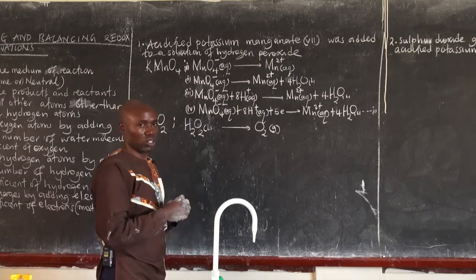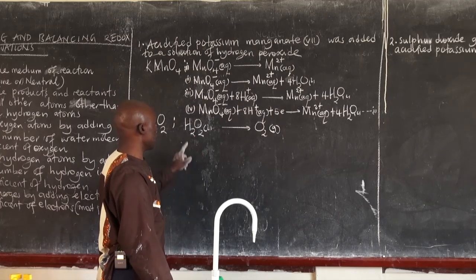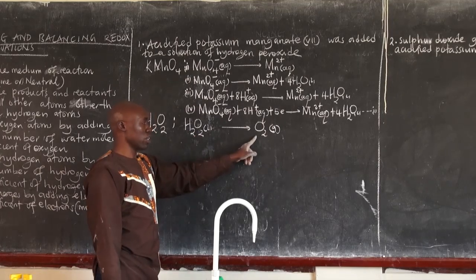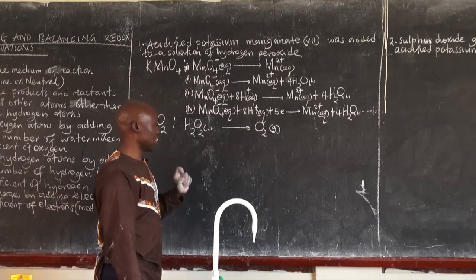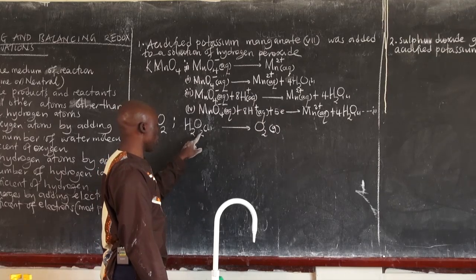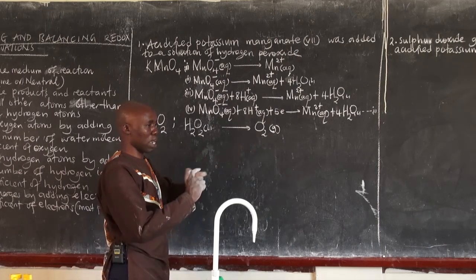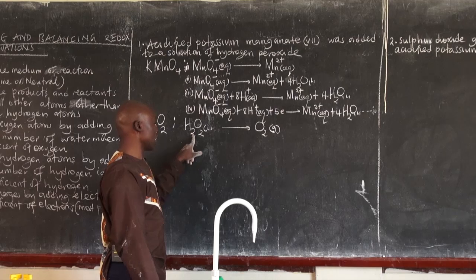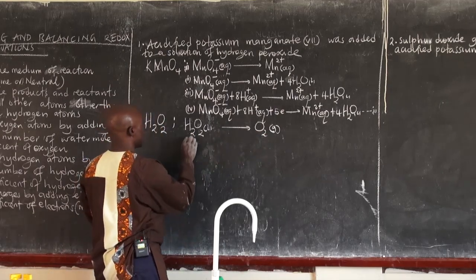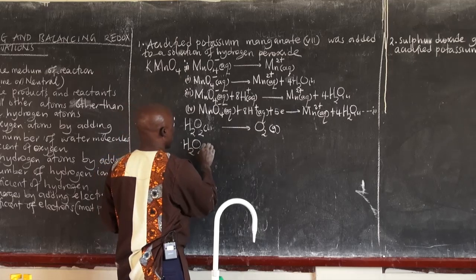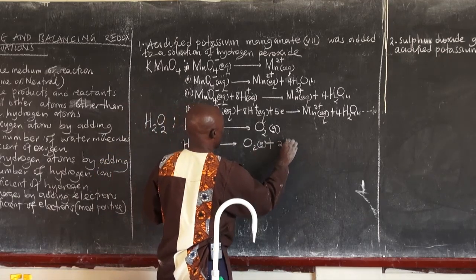Let's look at the equation. We see that hydrogen peroxide here has hydrogen and oxygen atoms. There are no other atoms, so we need now to balance oxygens. That's the first step. So oxygen atoms are 2, oxygen atoms are 2. So oxygens are balanced. Let's balance hydrogen. Hydrogen atoms are 2, no hydrogen atoms on the other side. So I'm going to add 2 hydrogen atoms on the other side. So we shall get oxygen plus 2 hydrogen ions.